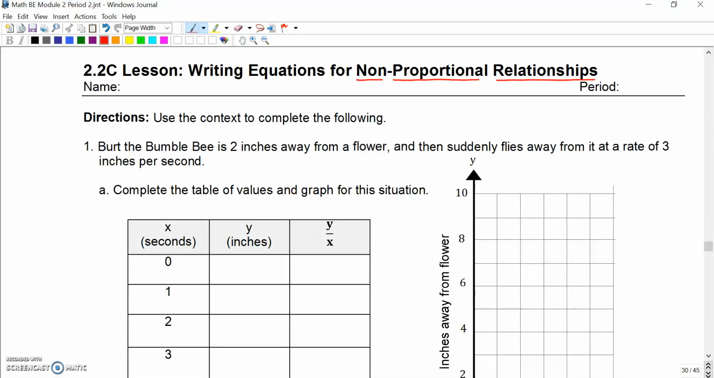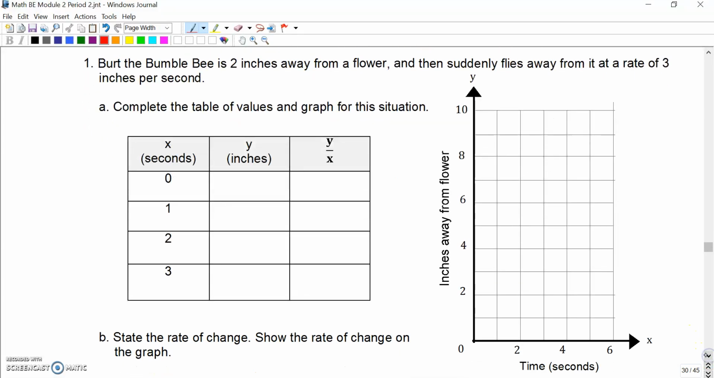Number one says Bert, the bumblebee, is 2 inches away from a flower. Then he suddenly flies away from it at a rate of 3 inches per second. We're going to fill out the table and the graph and answer some questions. So this means that the bumblebee starts 2 inches away, and each time is an additional 3 inches away, which means adding 3 we would get 5, and adding 3 we would get 8, and adding 3 we would get 11.